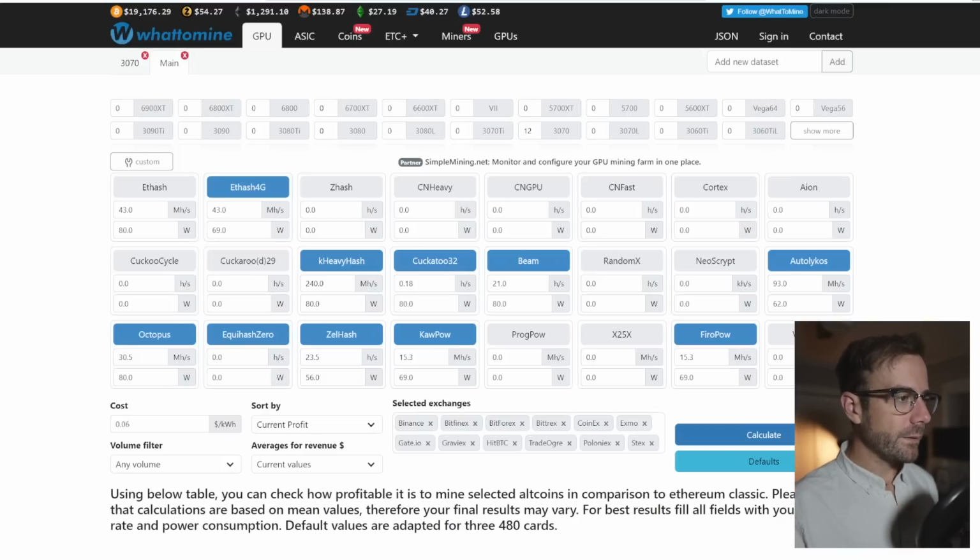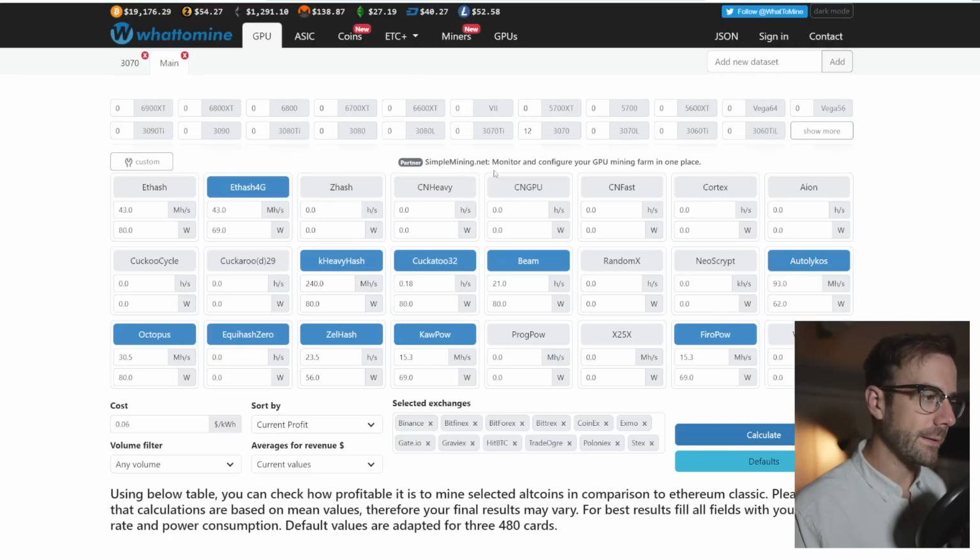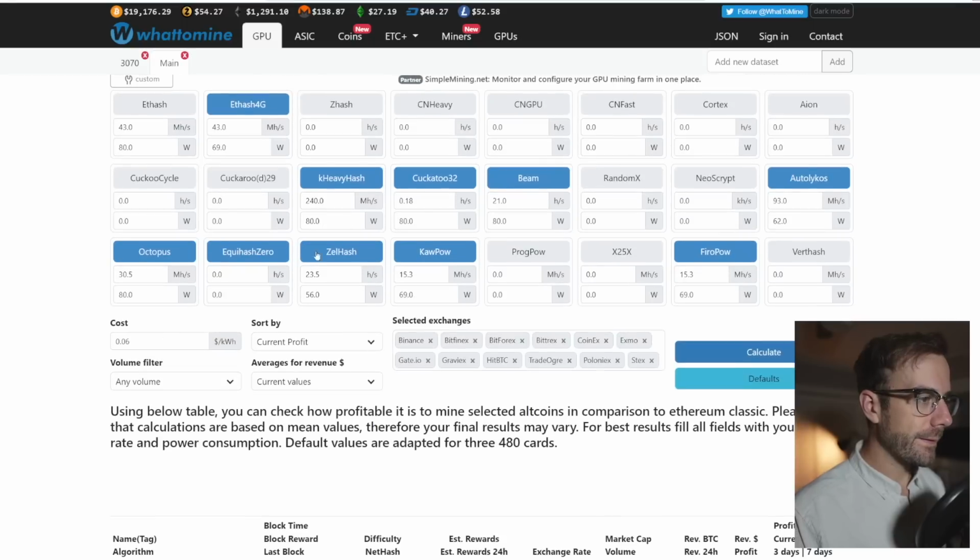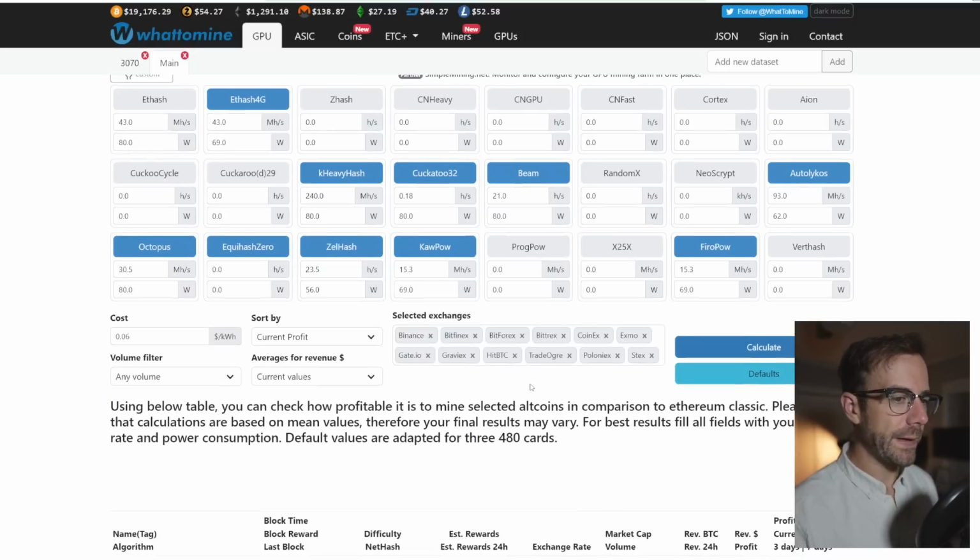But what I've done here is I put in my hash rates that I've gotten with this card for Autolycus hash 4 gigabyte, which is ETC hash Ethereum Classic, for Ergo and Autolycus. I've done Flux on Zell hash and then Kapow and FiroPow as well. The other coins I've either found stuff online or just left in the default values.